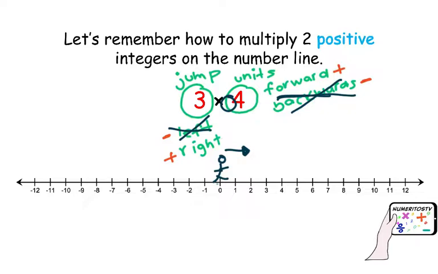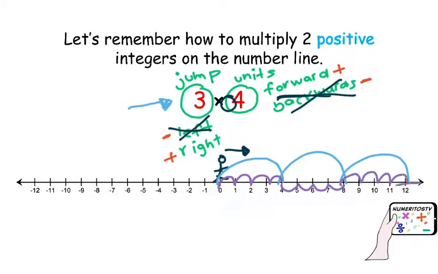So let's start. 1, 2, 3. These are my 3 jumps of 4 units each. 1, 2, 3, 4. 1, 2, 3, 4. 1, 2, 3, 4. So my answer is positive 12. That's why 3 times 4 is positive 12.